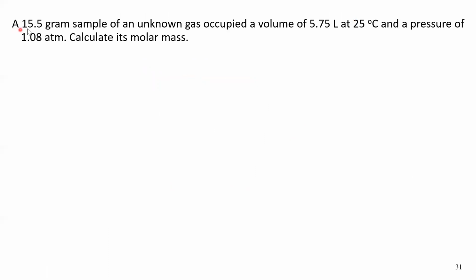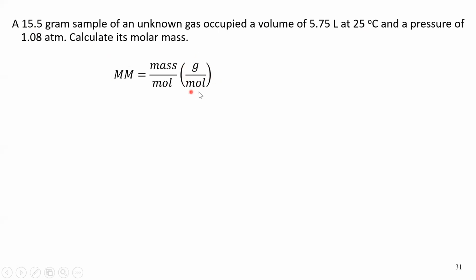This says a 15.5 gram sample of an unknown gas occupied a volume of 5.75 liters at 25 degrees Celsius and 1.08 atm. Calculate the molar mass. So let's think about what we have here. We want to calculate the molar mass. Well, we should remember that molar mass is grams per mole. So this is what we need to come up with, grams per mole, in order to figure out our molar mass. It actually gives us the grams, so it's giving us the numerator that we need in our problem.